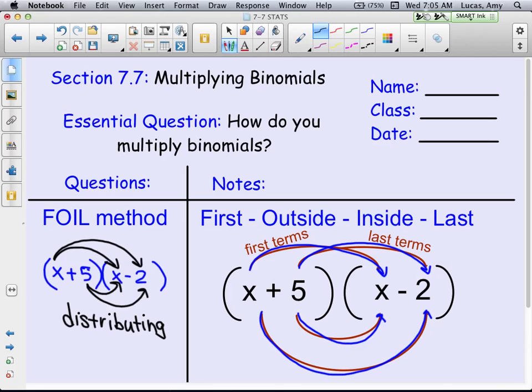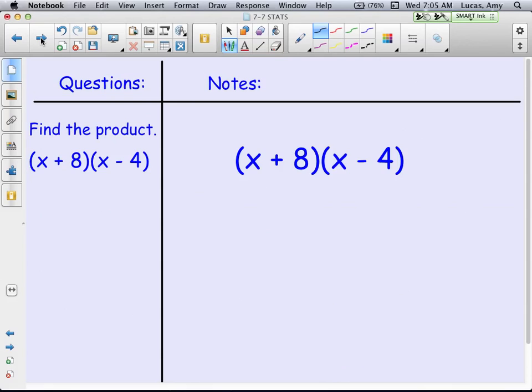Because we're multiplying two binomials together, binomials each have 2 terms, 2 times 2 is 4. So we'll have a total of 4 terms. And then we'll combine them if they're alike. Okay, so here's our first product that we're going to find.